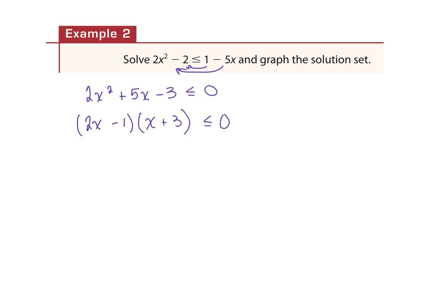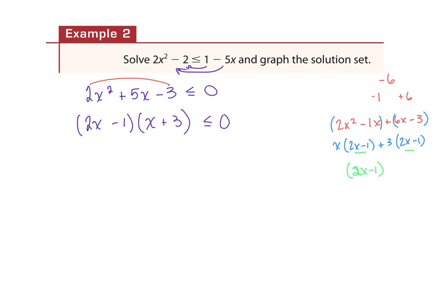So if you remember how to do it, you're going to say 2 times that negative 3 gives you a negative 6. I'm looking for factors of negative 6 that add up to 5. That's a negative 1 and a positive 6. So I'm going to rewrite it 2x squared minus 1x plus 6x minus 3. And then I'm going to factor by grouping. So here an x comes out, I have 2x minus 1. Here a 3 comes out, I have 2x minus 1. So my final factoring is going to be that 2x minus 1 and that x plus 3.